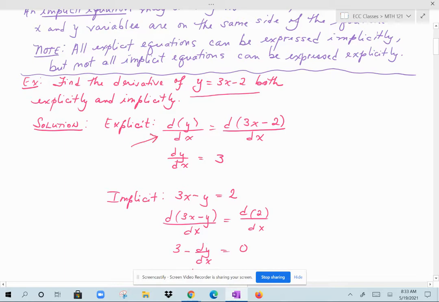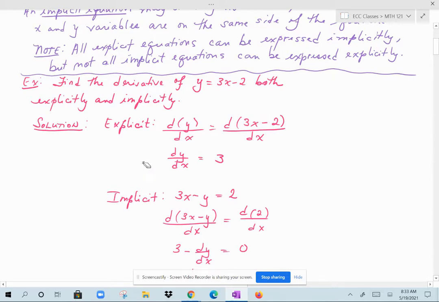that means you're taking the derivative of y with respect to x. We're used to calling that dy/dx or y prime, and we're taking the derivative of the right side also with respect to x. So the derivative of y with respect to x, as I said, is dy/dx or y prime. The derivative of 3x is 3, and the derivative of minus 2 is 0. So my derivative is equal to 3.